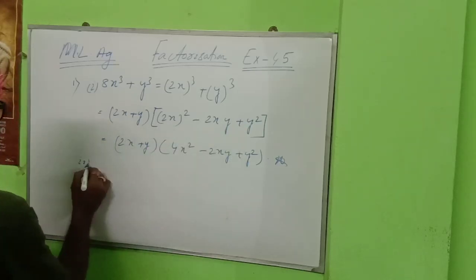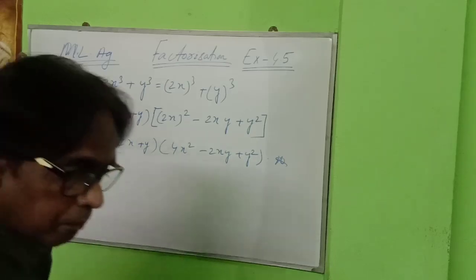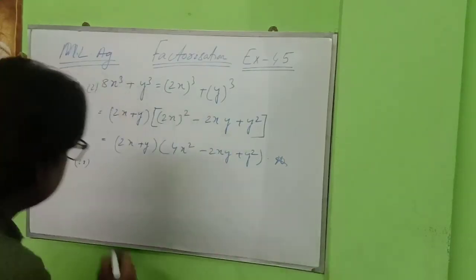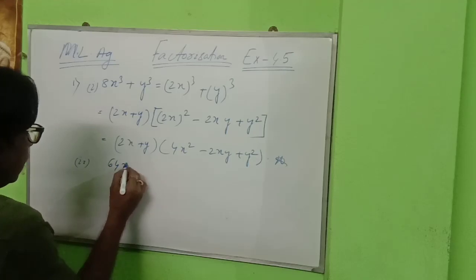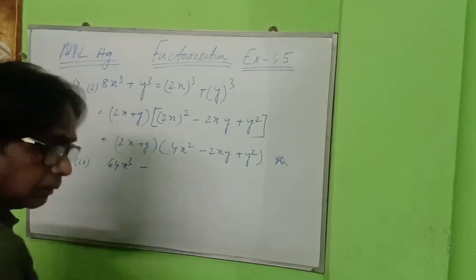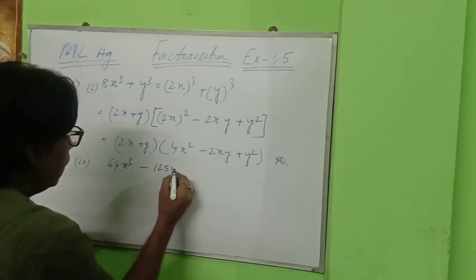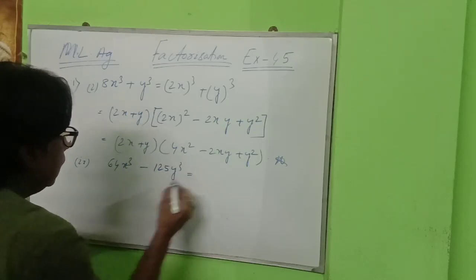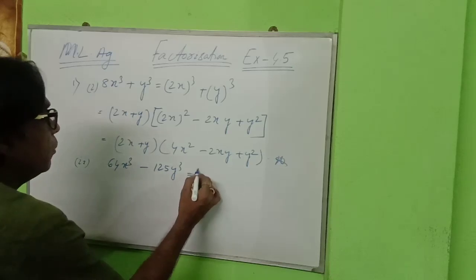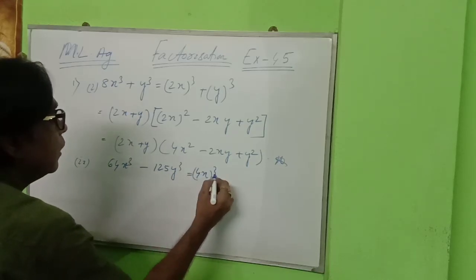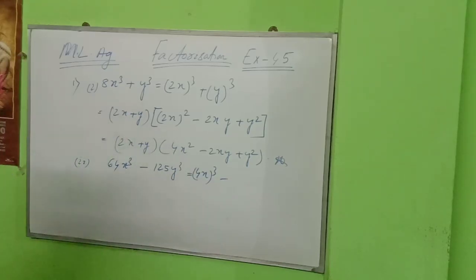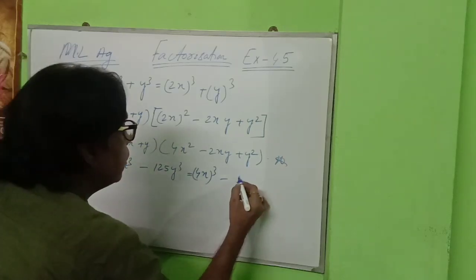This is the second part. The question is given like this: 64x cube minus 125y cube. 64x cube means 4x whole cube, minus 5y whole cube.